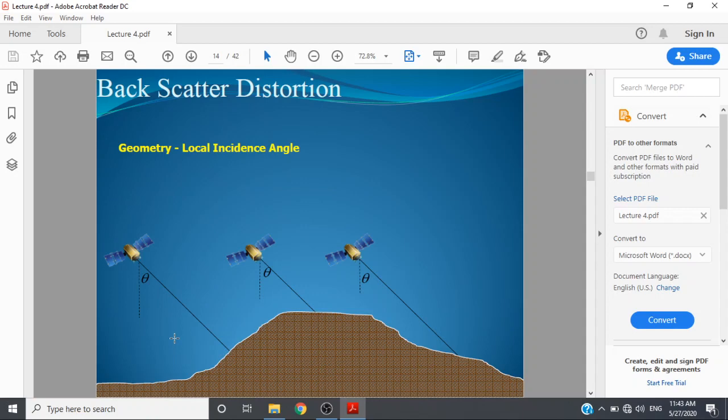Backscatter distortion. So the geometry or the local incidence angle also matters. In the first case, theta prime is less than or equal to theta, and in the second, theta prime equals theta, and when the slope is like this with the satellite, theta prime is greater than theta.